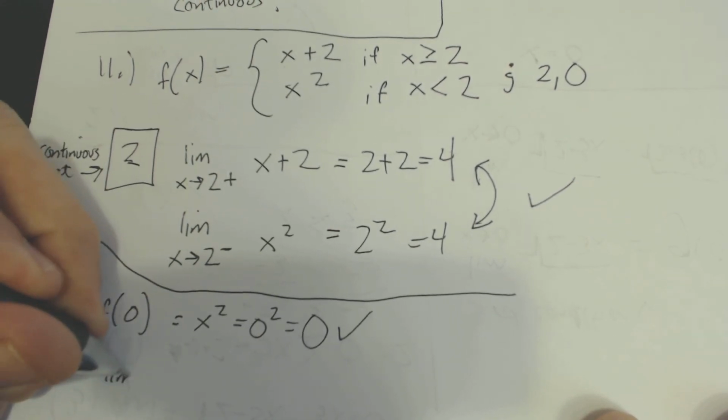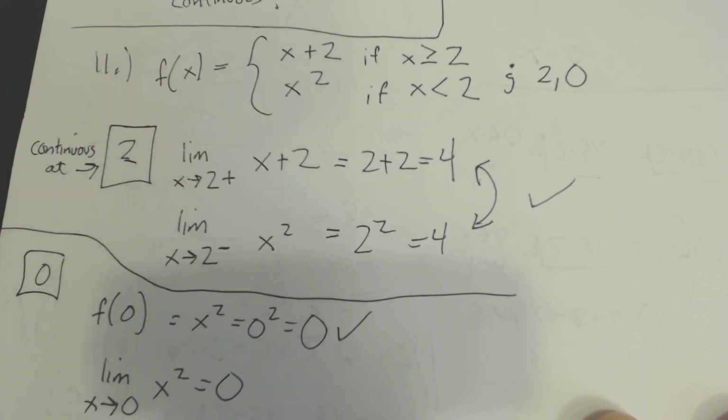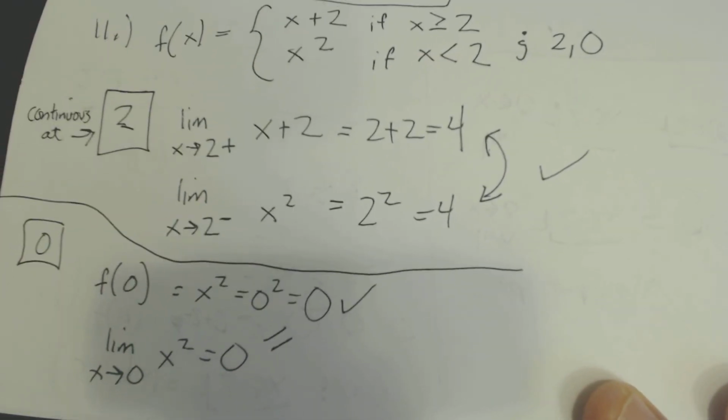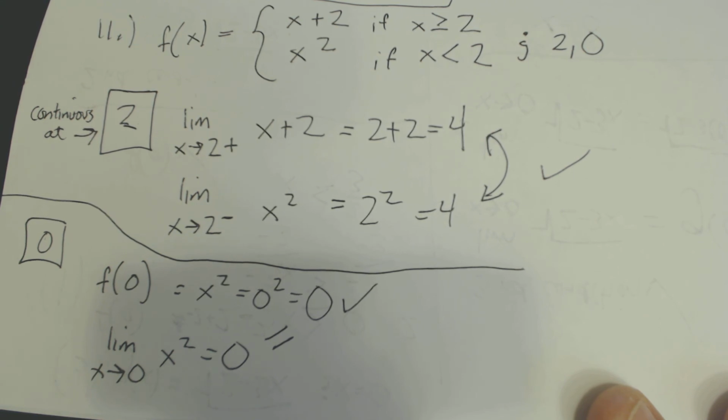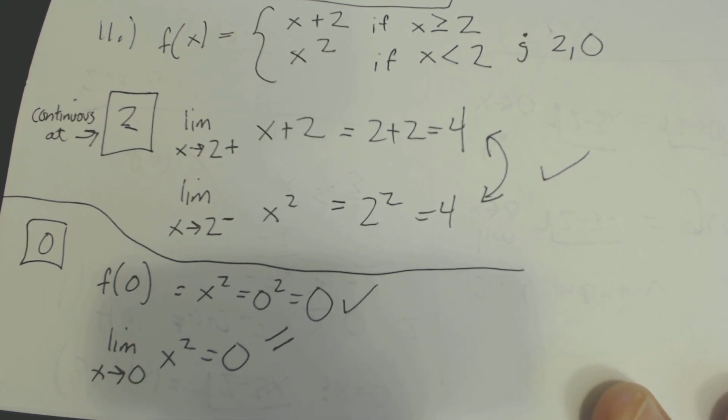So the limit as x approaches 0 of x squared equals 0, which is then equal to the function evaluated at 0. And so this piecewise defined function meets all 3 conditions of continuity, and thus the function is continuous at 0 as well.